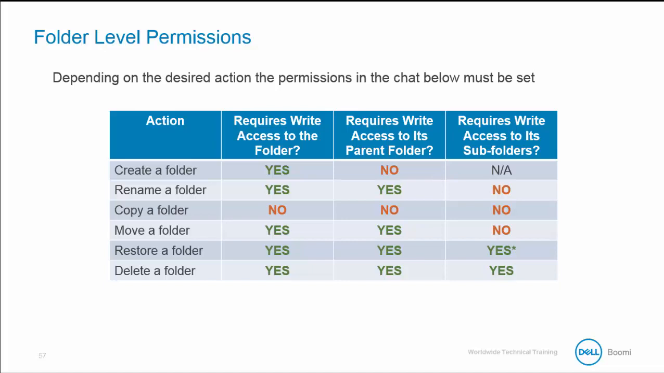This slide displays a chart indicating what folder permissions are needed to perform folder actions. To copy a folder, you will need access to write to the folder, but not to its parent folders or subfolder. To rename a folder, you'll need write access to the folder as well as a parent folder, but not access to the subfolders.